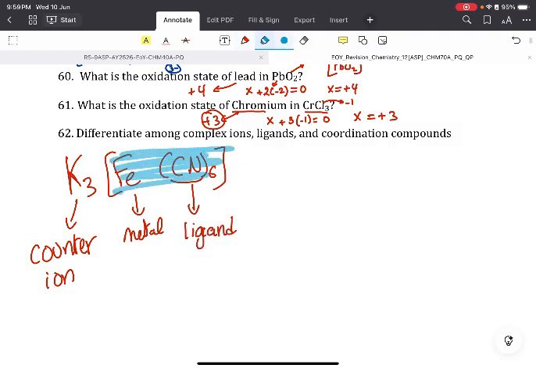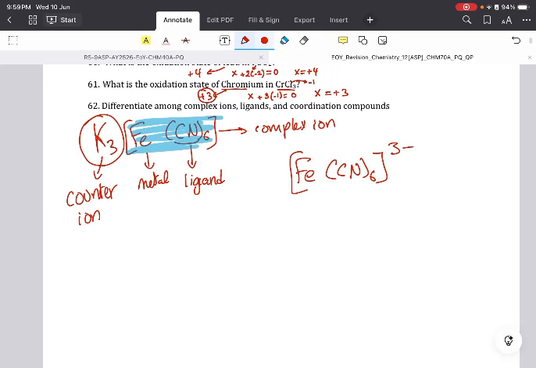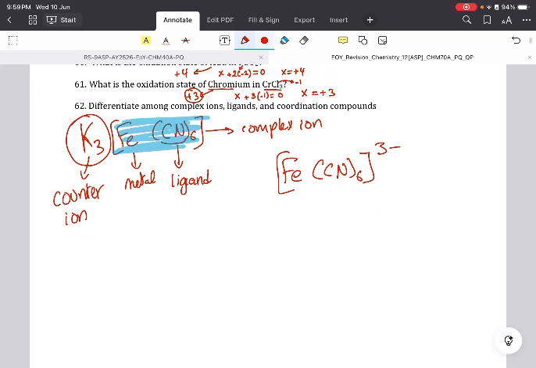Now this whole thing is called a complex ion, and the charge of this complex ion is the opposite of the charge of the counter ion. So here the counter ion, I have 3 K, and every K has a positive one, so this complex ion charge would be -3. Now let's explain the difference, or I'll write the definitions of ligand, coordination compound, and complex ion.